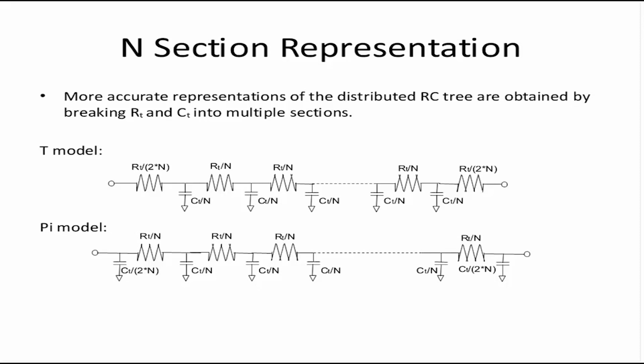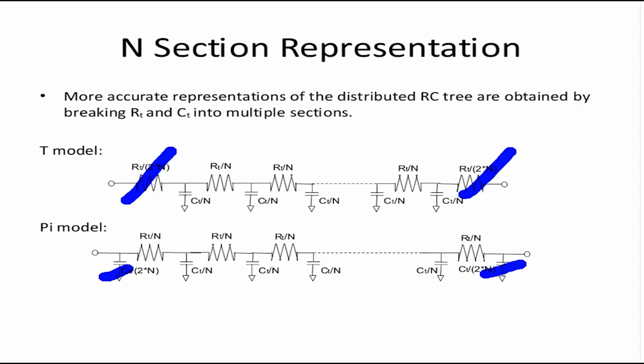The only difference is that in the T model, the first and the last value is R by 2N, and in the pi model, the first and the last value is C by 2N. So these are just modeling techniques. In physical effect, there is one single copper wire. Now there are multiple techniques to model it, and again, the more sections you divide it into, the more accurate it becomes, and the more compute intensive it becomes.